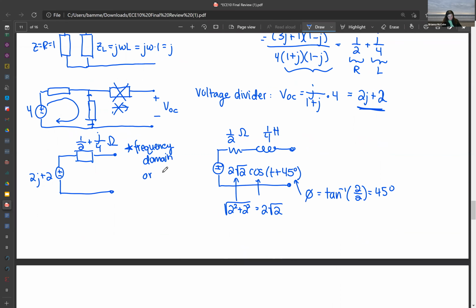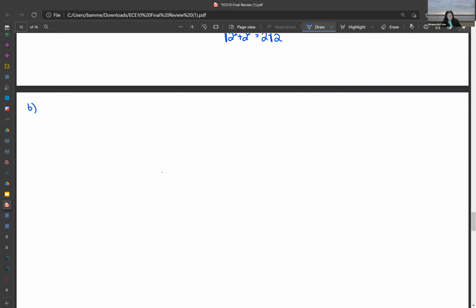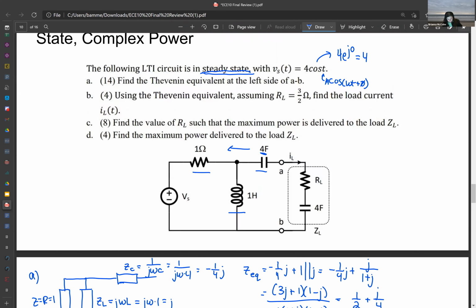Now for part B, let's see, what are we doing? Okay. We are using the Thevenin equivalent and finding the load current, assuming that we know the load resistor. So this means that we have 2 plus 2j as our source, and then it's going to go through the total impedance that we found in the previous part of the question. And then it is going to go through our load resistor and capacitor, because we have this capacitor here and this load resistor.